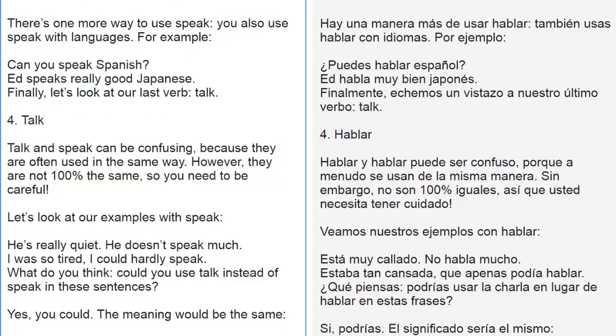There's one more way to use speak. You also use speak with languages. For example, can you speak Spanish? Ed speaks really good Japanese.